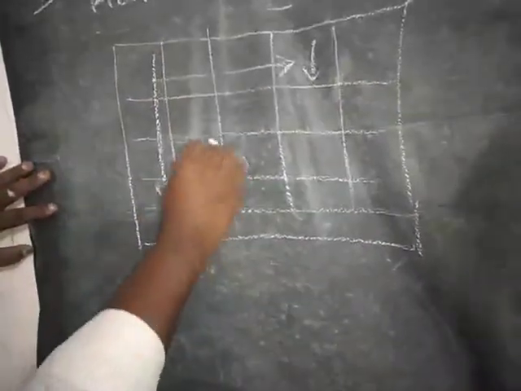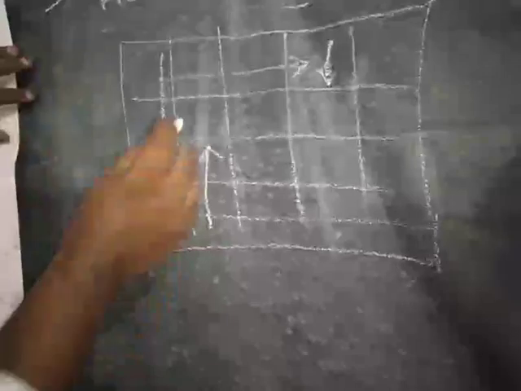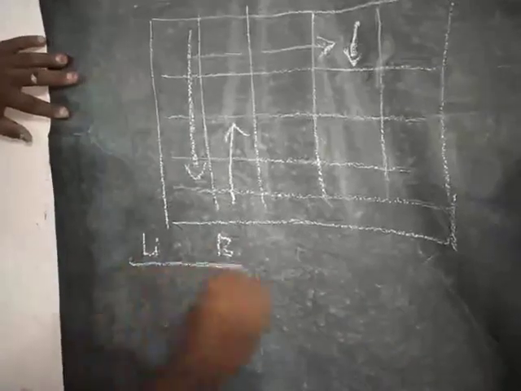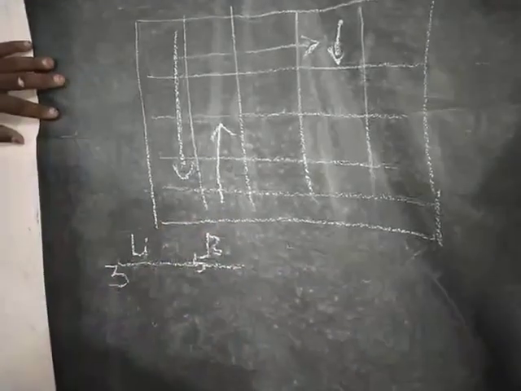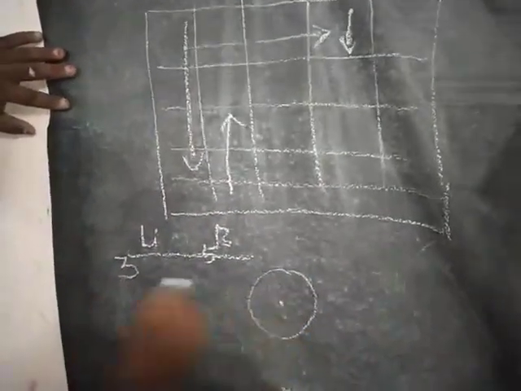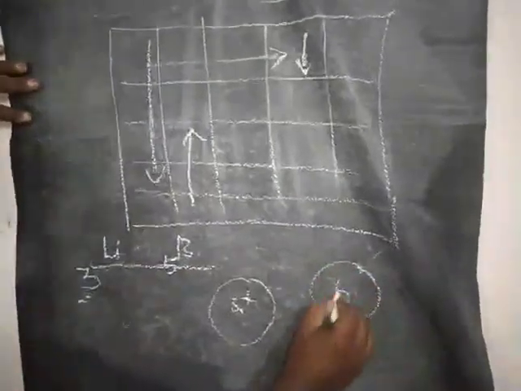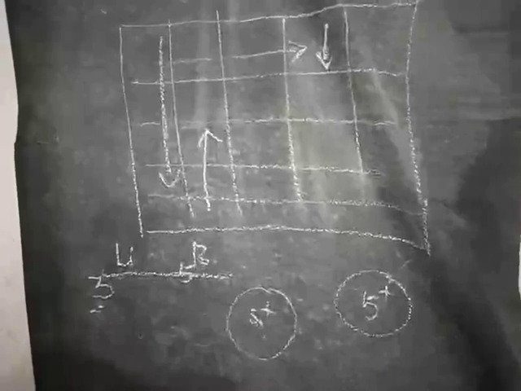If you are looking at the period, atomic radius decreases in this direction, and in this direction it increases. Why does it decrease? For example, if you take lithium and boron, lithium has 3 protons and boron has 5 protons. With increasing protons, it will not release the electrons very easily.